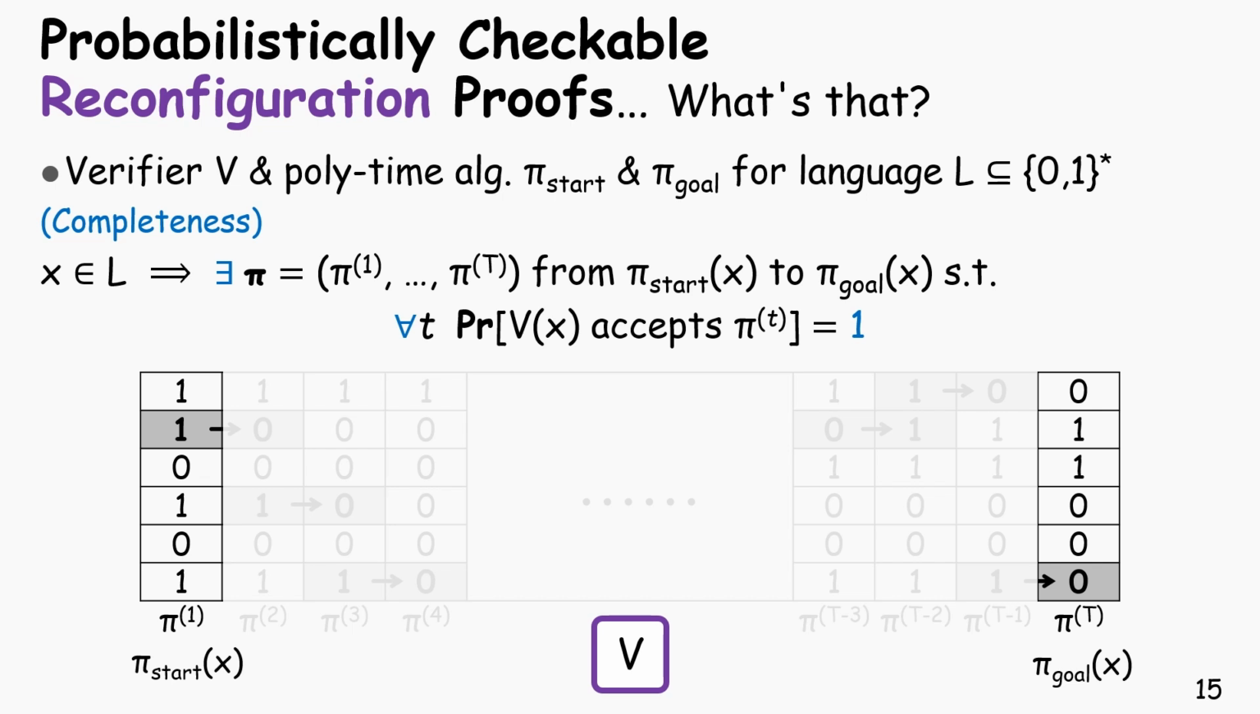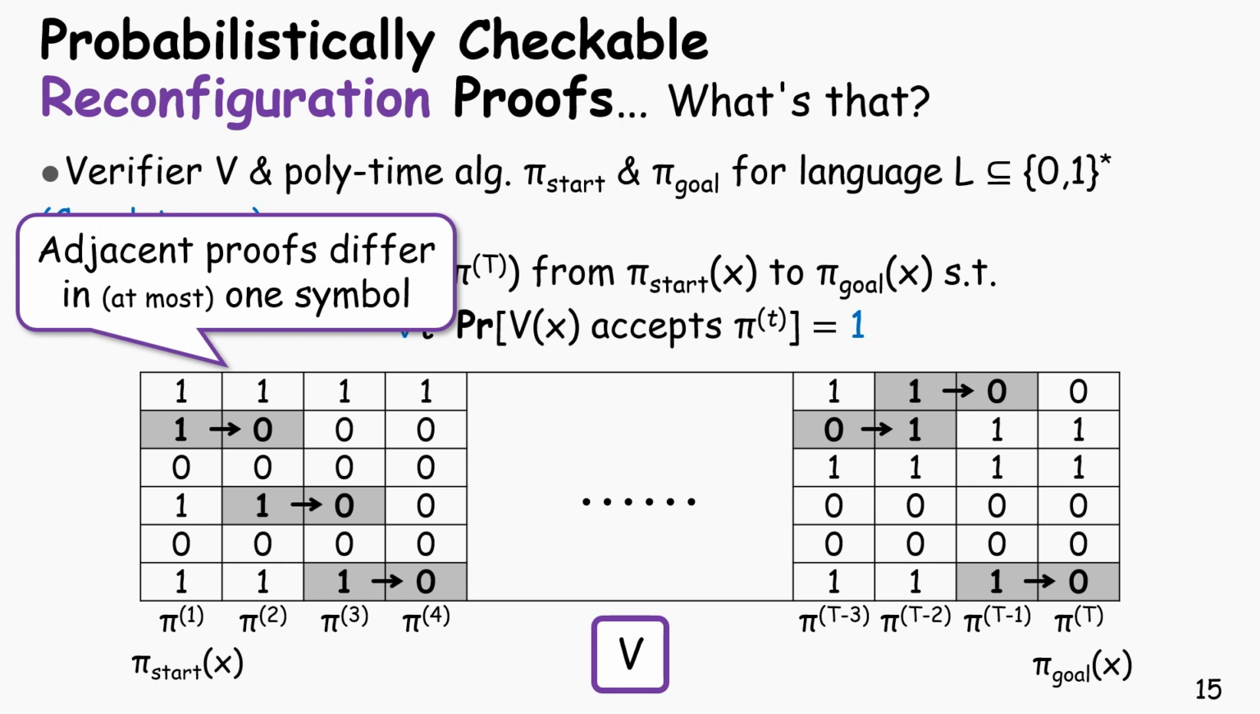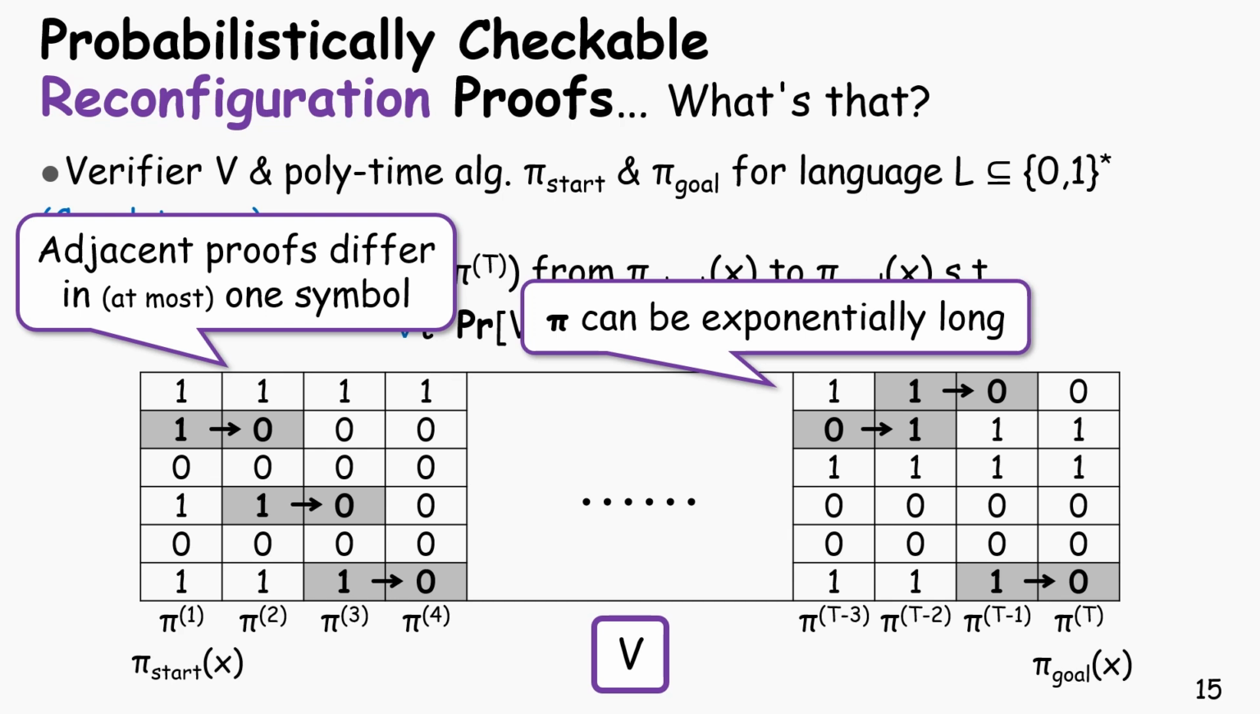Let me use a toy example. Suppose we are given a pi start and a pi goal shown in the slide. Then our reconfiguration sequence looks like this. Any pair of adjacent proofs differs in at most one symbol, and the reconfiguration sequence pi can contain exponentially many proofs. And the verifier V accepts each proof in the pi with probability 1.